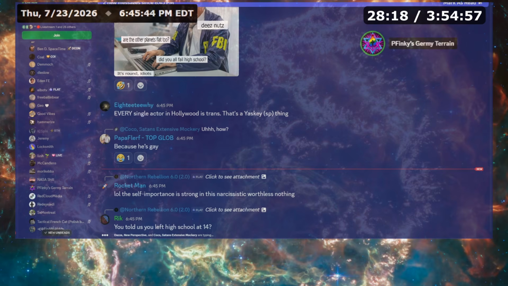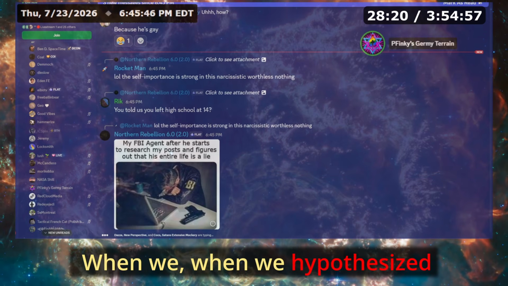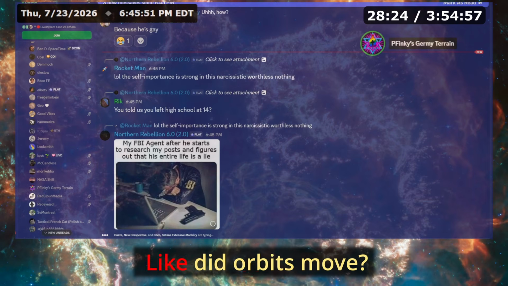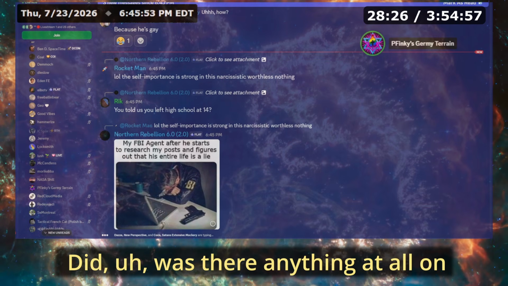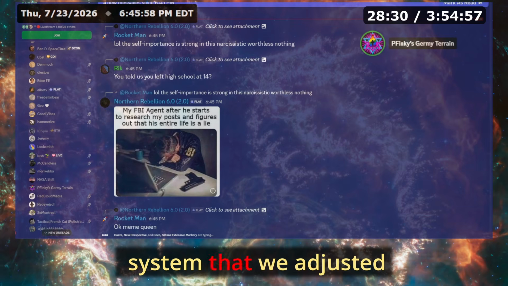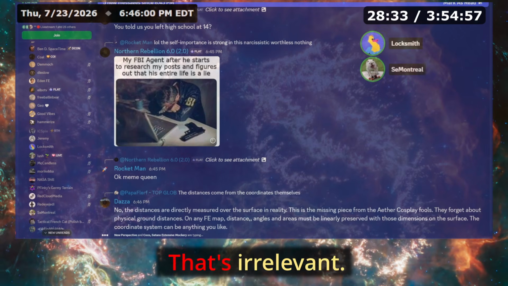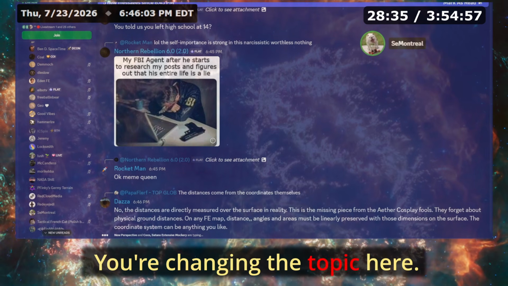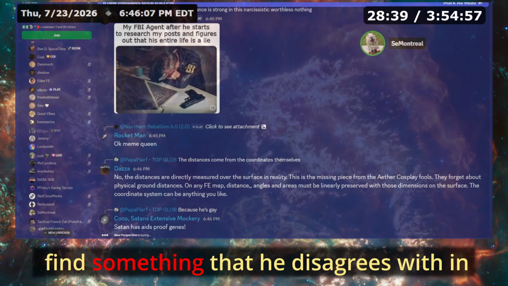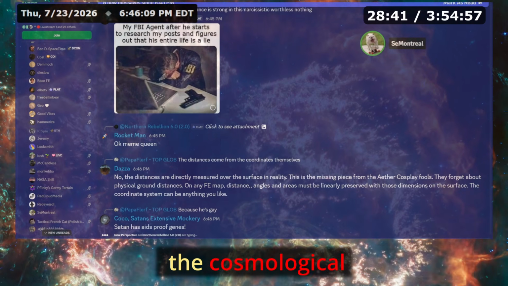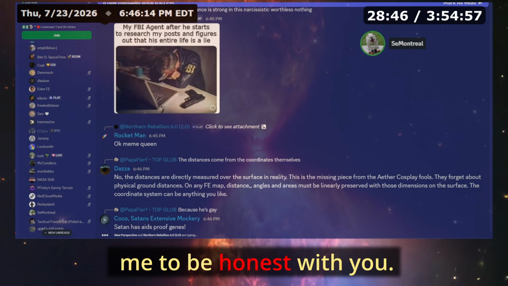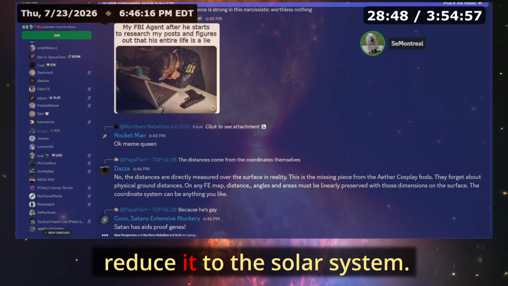Let me put it a different way. When we hypothesized dark matter, what things changed about the solar system? Like, did orbits move? Was there anything at all on Earth or in the solar system that we adjusted because of dark matter? That's irrelevant. You're changing the topic here now. No, the topic is... I asked NASA to find something that he disagrees with in the cosmological model. And he said dark matter, which surprised me, to be honest with you. Now you're trying to reduce it to the solar system?